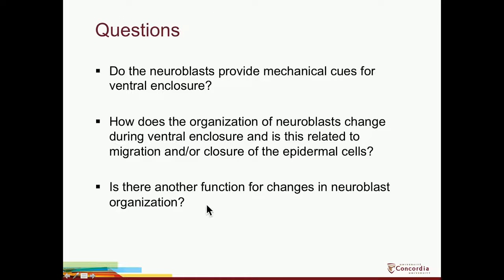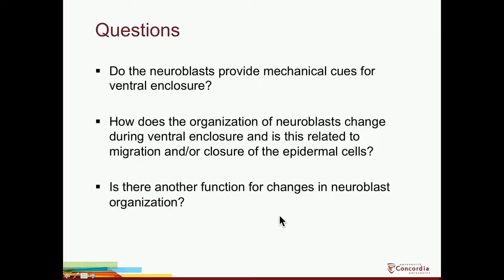So we actually became interested in a few questions. One was, could there be mechanical cues in addition to the chemical cues that are coming from these neuroblasts to influence closure of the ventral epidermal cells? Secondly, what is the organization of these neuroblasts? There's obviously signaling that's occurring to create these unique patterns. So what is this pattern? Is this related to migration and closure of the overlying epidermal cells?